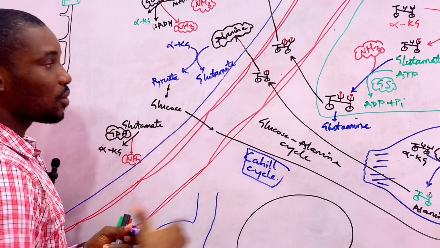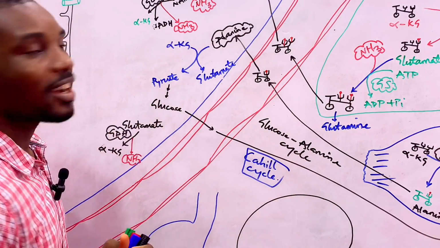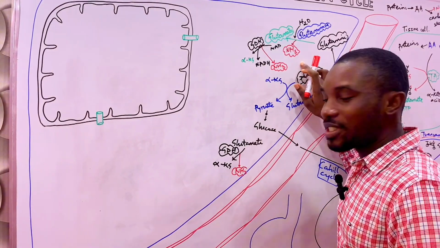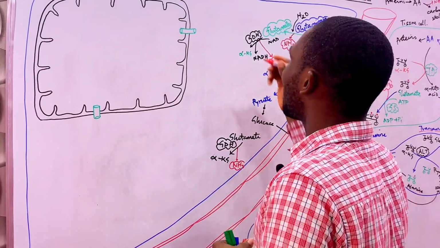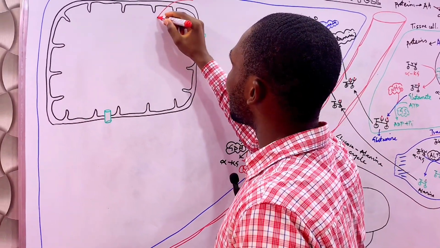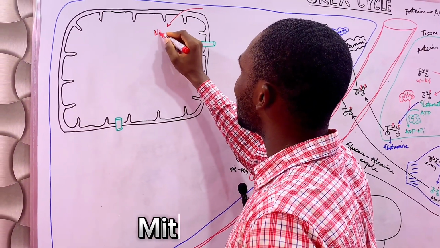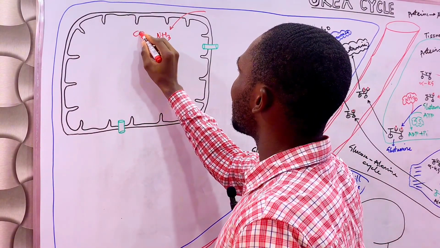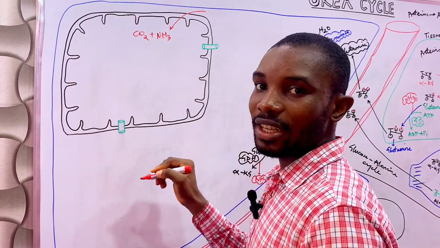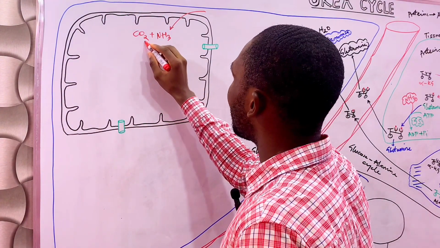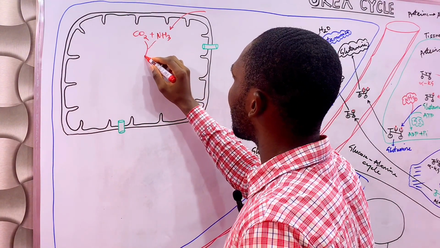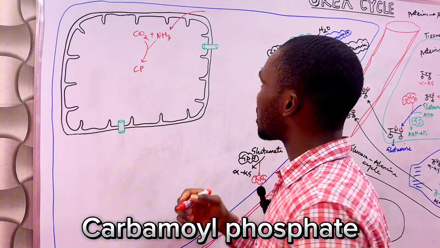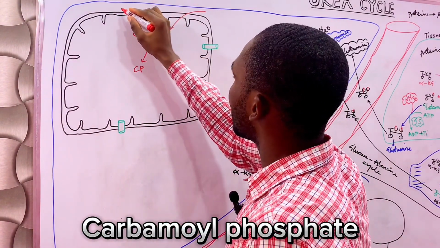Great. So let's continue our urea synthesis. We formed three molecules of ammonia. Now we have our ammonia diffusing into the mitochondria. So in the mitochondria, ammonia combines with CO2, that's your carbon dioxide, and then the two of them together form a molecule known as carbamoyl phosphate.